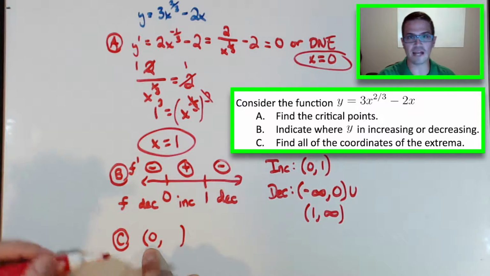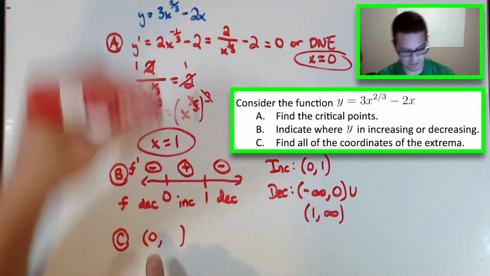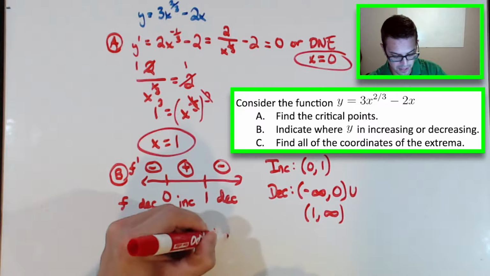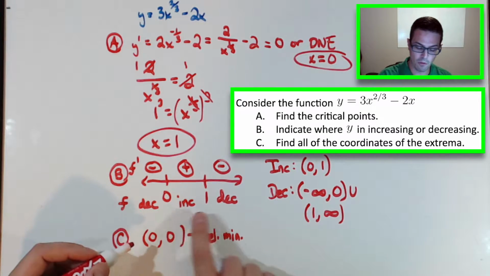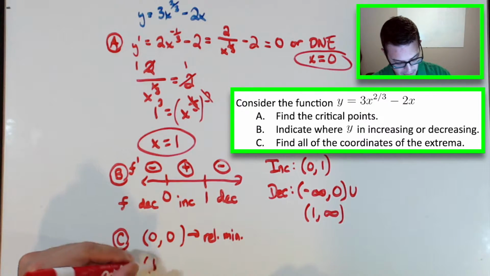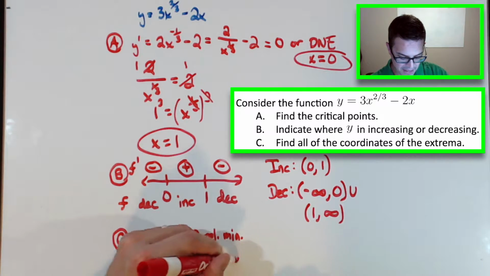So to figure out the y coordinate, we're going to use the y equation right up here. So you plug in 0, you end up with 0 minus 0. So it's 0, 0. It's a relative min. Okay, so this is one of the critical numbers that shows us a relative extrema. The other one would be 1 here, and the function is increasing then decreasing. So that would make 1 be a relative max.